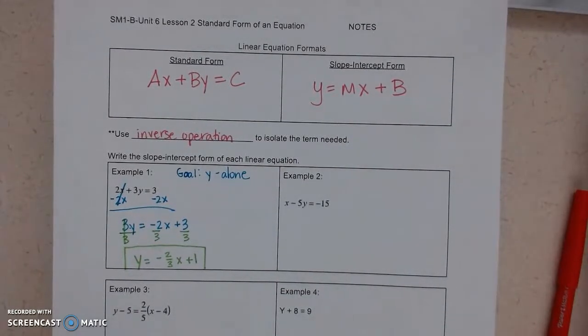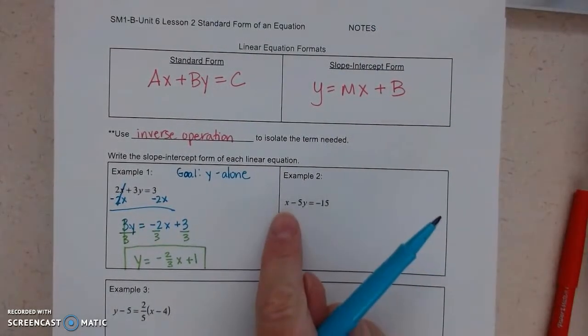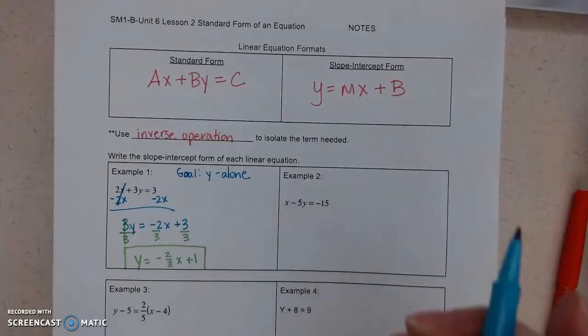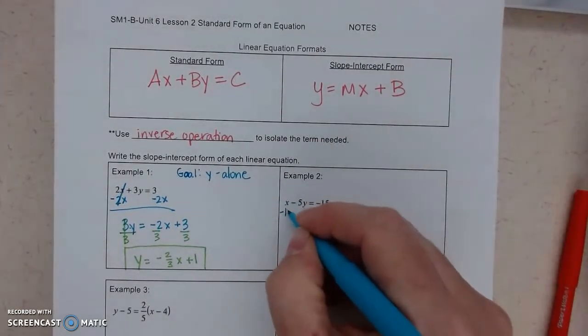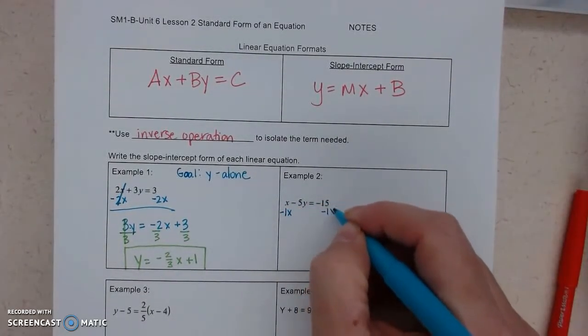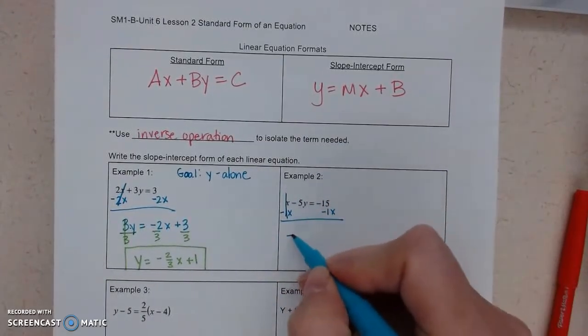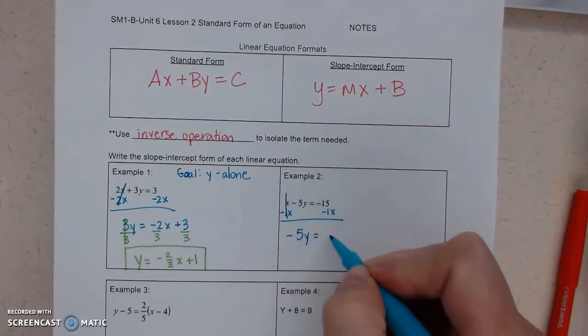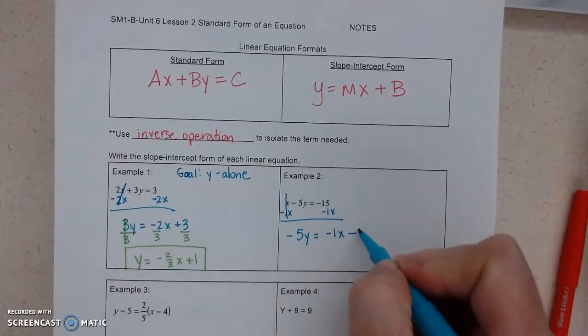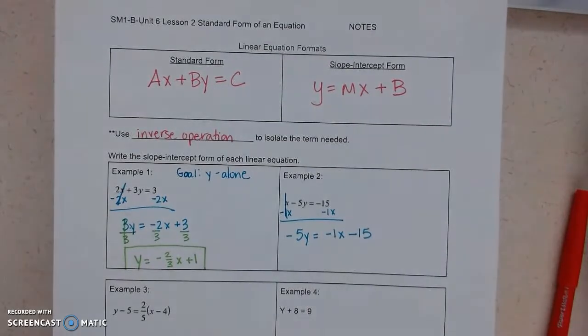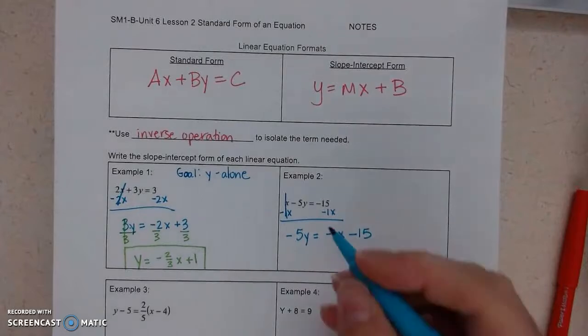So let's look at our second example. Same idea. We want to move the x term and the negative 5. So we're always going to add or subtract first. I'm going to subtract 1x, or just x, from both sides. Now what remains is negative 5y, and we just write them side by side. Since they're not like terms, we cannot combine them.